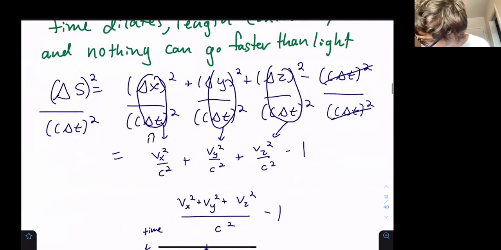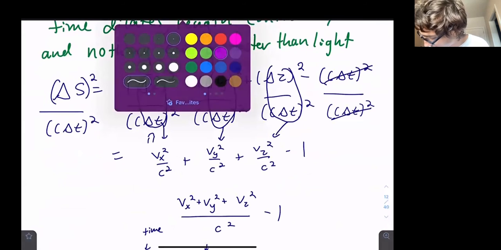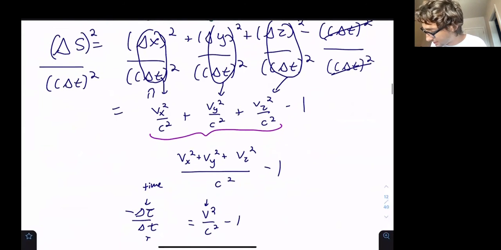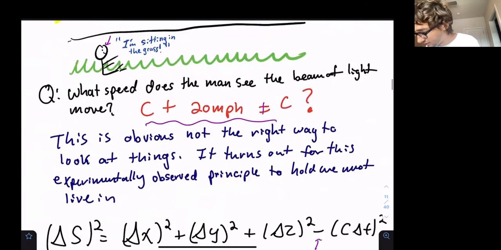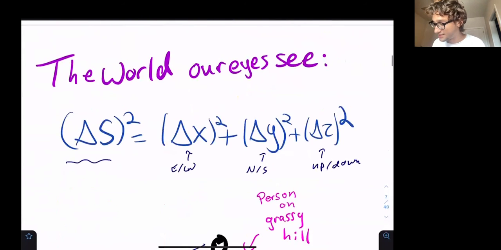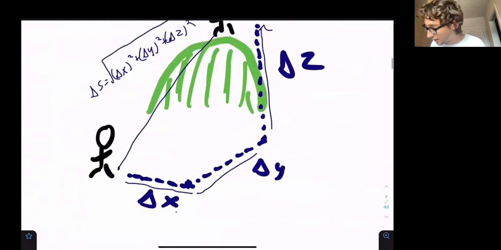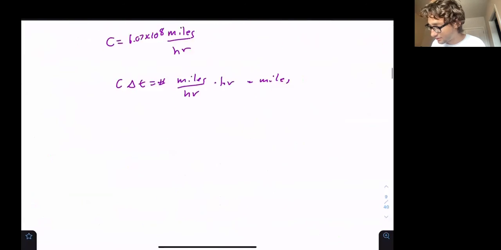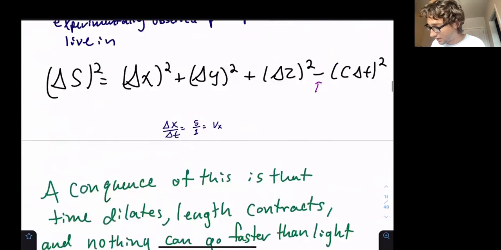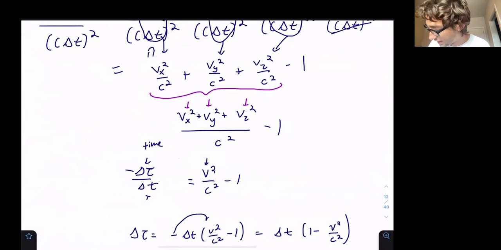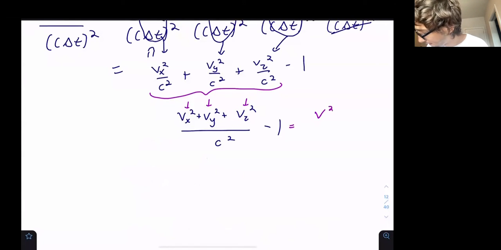Okay, so then we can combine these into a common denominator, since they all have a common denominator. And just like with the Pythagorean theorem in 3 dimensions, the displacement in x squared plus the displacement in y squared plus the displacement in z squared equals the total displacement squared. The velocity in x squared plus the velocity in y squared plus the velocity in z squared just equals the total velocity squared, over c squared, minus 1.